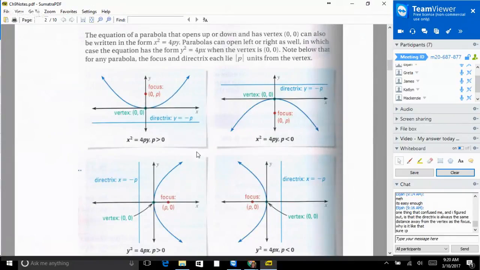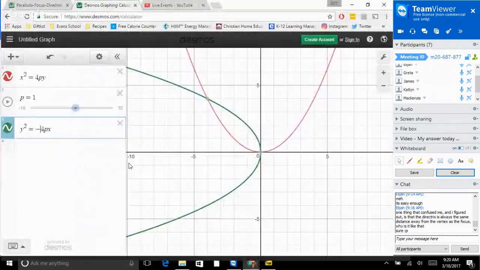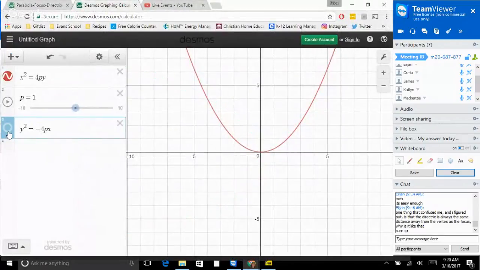Okay, now what is this P business? Why do we have P? Elijah can tell you, right? Because he's done his homework already. So let's go back to our basic equation here. X squared equals 4 times P times Y.